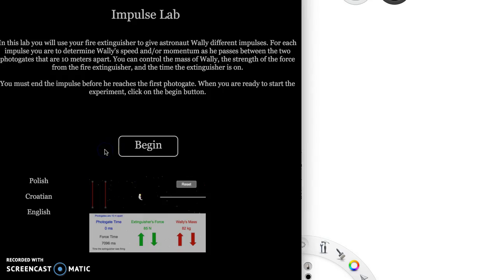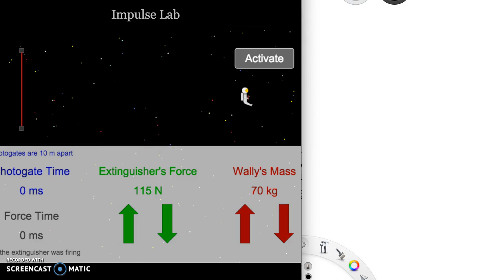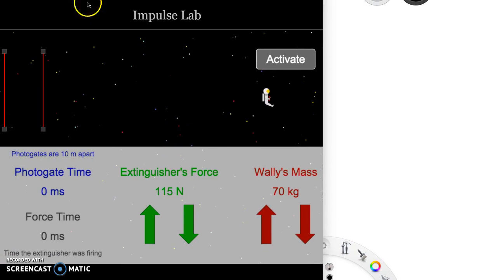Okay, so I'm going to talk to you a little bit about the Impulse Lab that you're going to be working on and just give you a little bit of overview of how to use this. Alright, so we're going to begin, and you can see that we have some settings we can adjust.